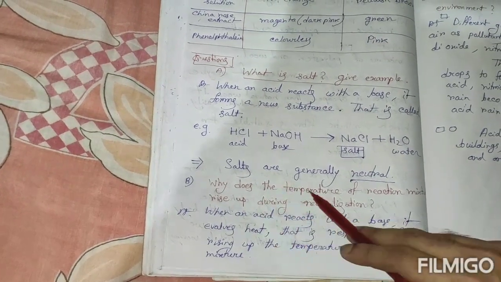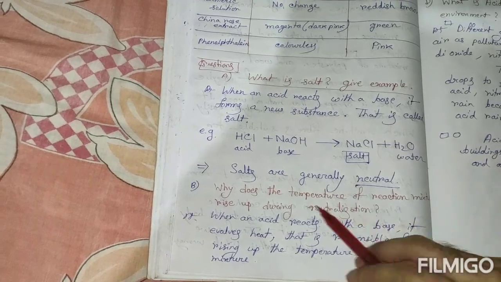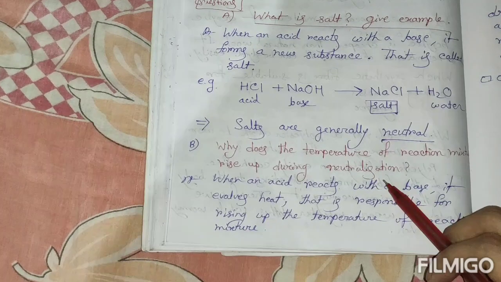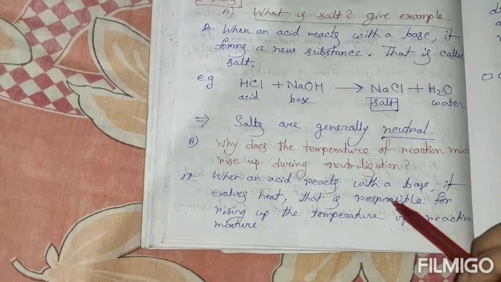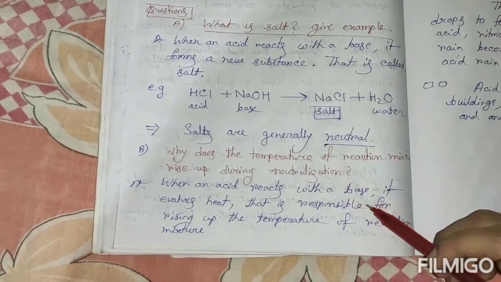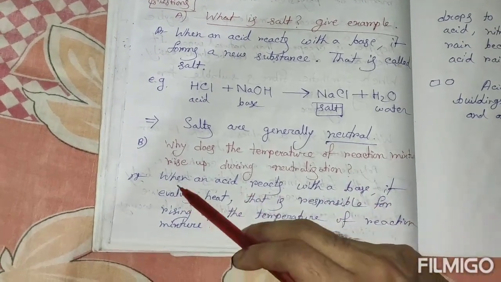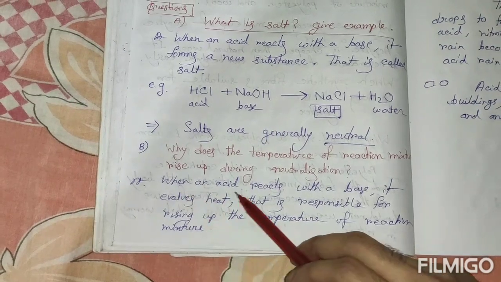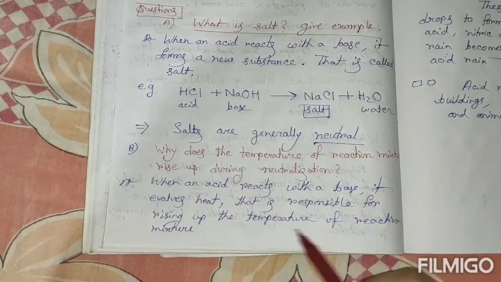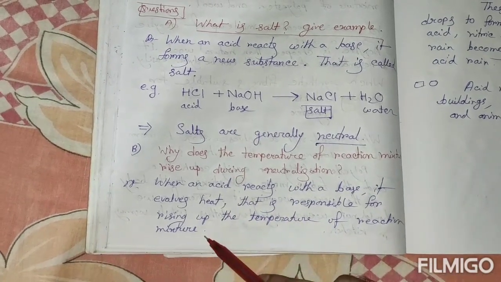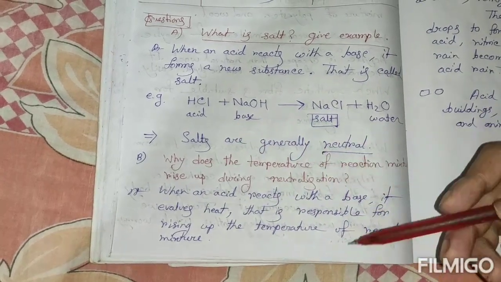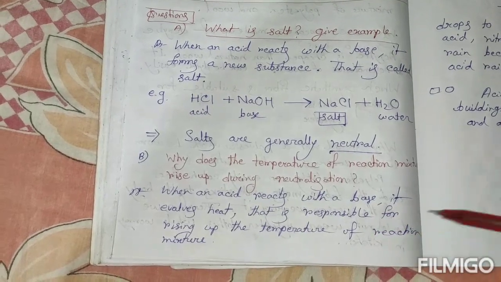Now, why does the temperature of the reaction mixture rise during neutralization? I will explain this part. The answer is, when an acid reacts with a base, it evolves heat, which is responsible for raising the temperature of the reaction mixture. That means when an acid reacts with a base, it releases some heat. That's why the temperature of the reaction mixture rises.